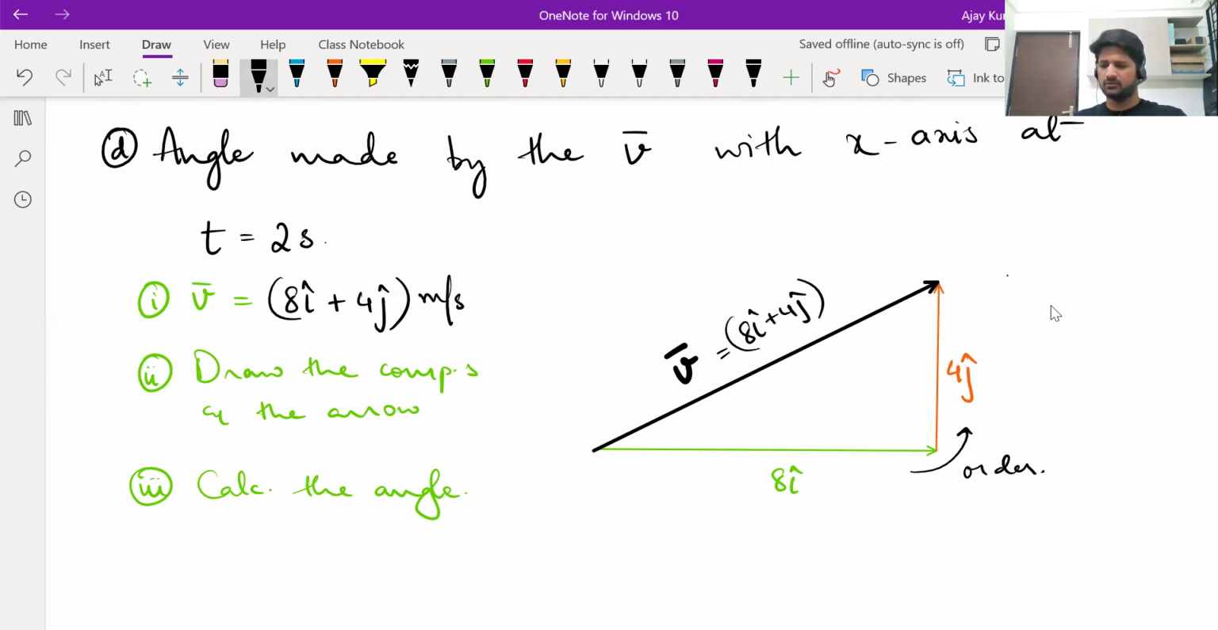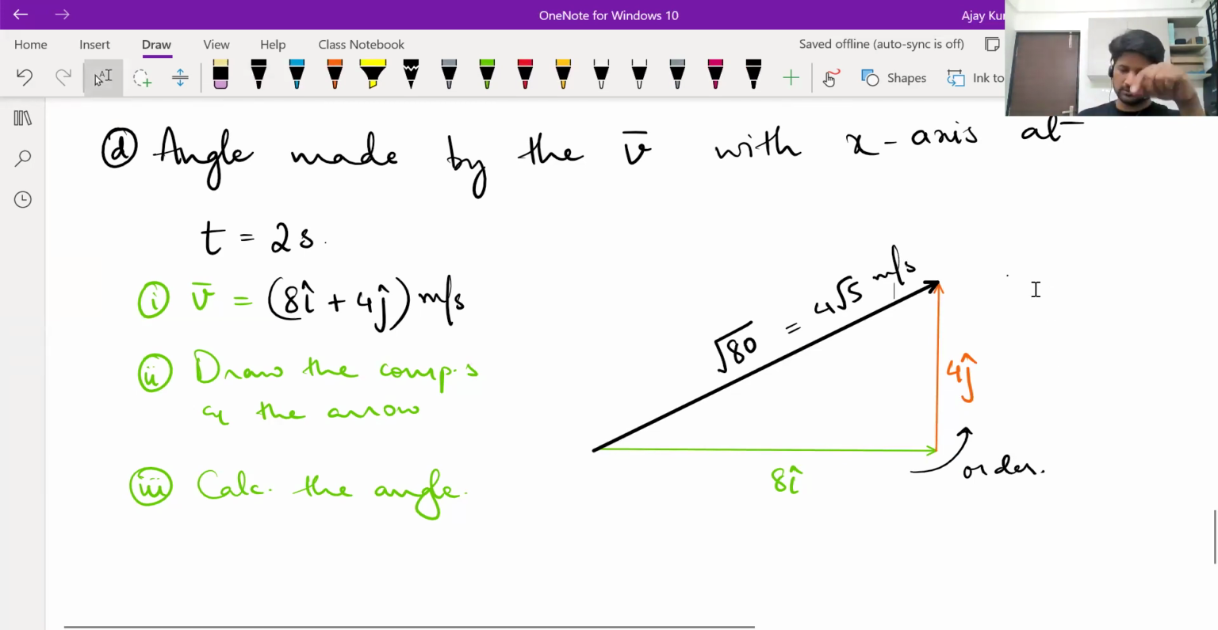You can tell its magnitude also if you want. Root of 8 square plus 4 square, root 64 plus 16, root 80. So this vector's length is root 80 units. Square root 80, if you remove 16 from it, 16 fives, no? So this becomes 4 root 5 meters per second.